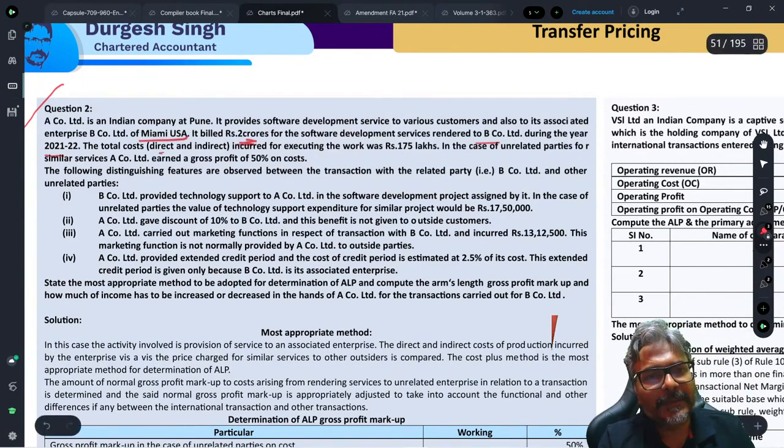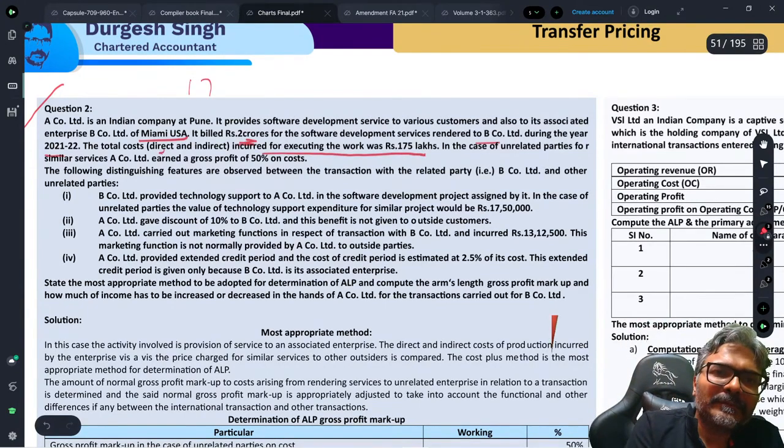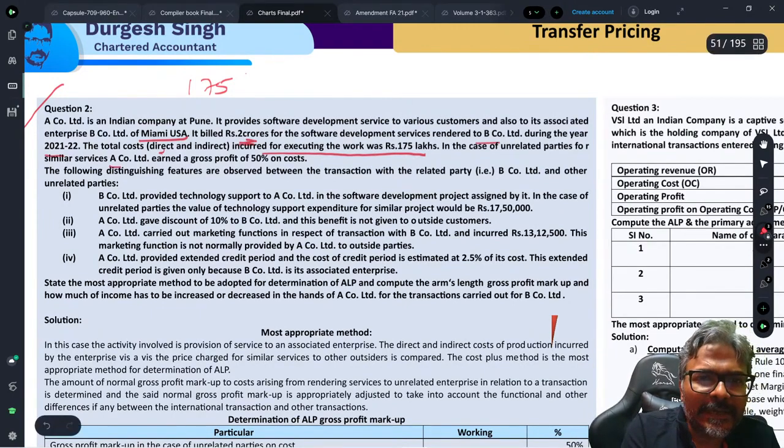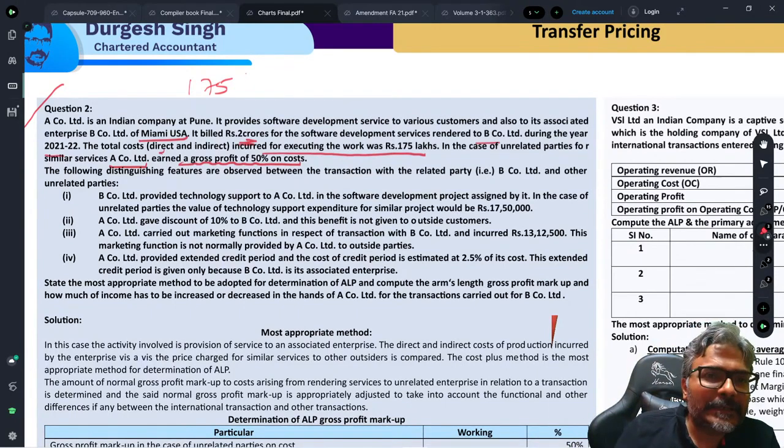Thereafter, the total cost, direct or indirect, incurred for executing the work was 175 lakhs. In the case of unrelated parties for similar service, A Company Limited earned a gross profit of 50% on cost. Fine.